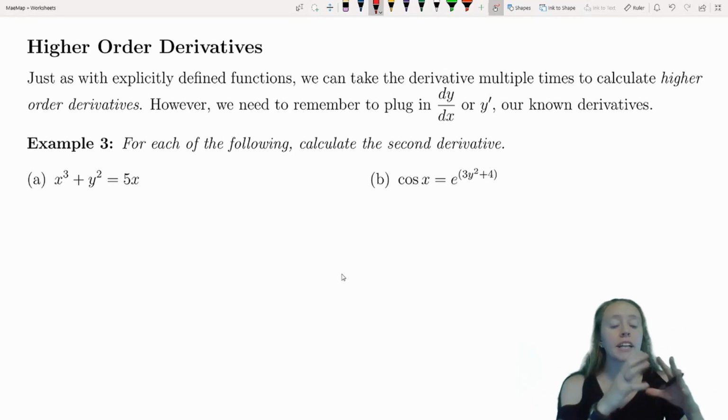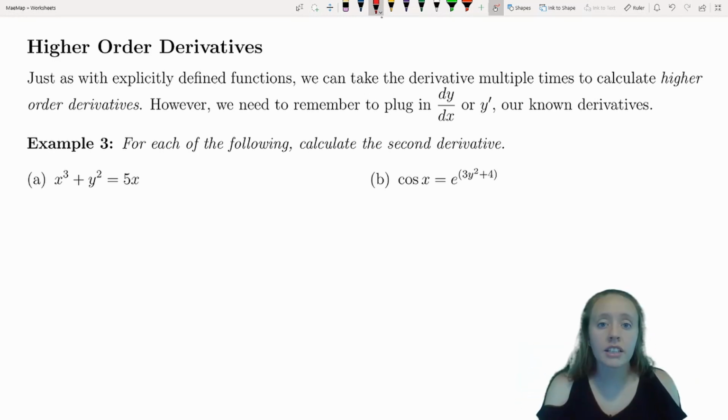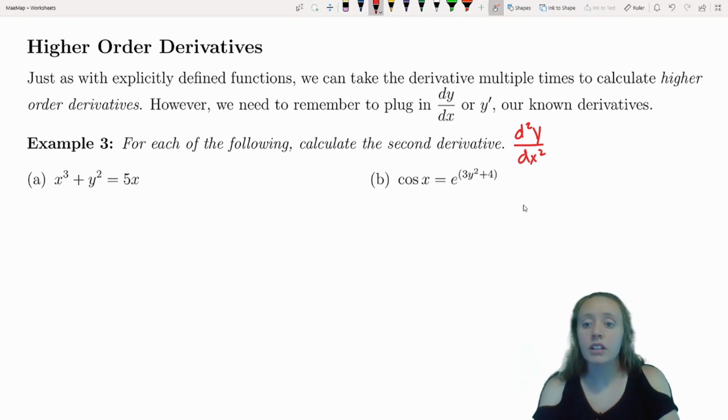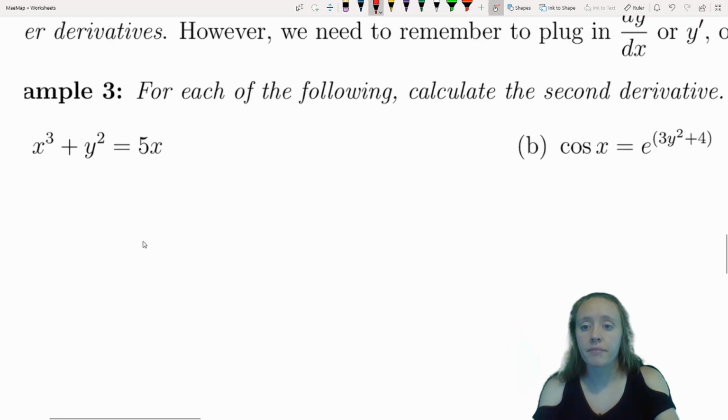So we don't want dy/dx still in our problem, we're going to plug in what dy/dx is when we're solving for y double prime. And again, I want to note that we're taking the derivative with respect to x. So we're going to be finding the second derivative of y with respect to x. So let's take a look at A.